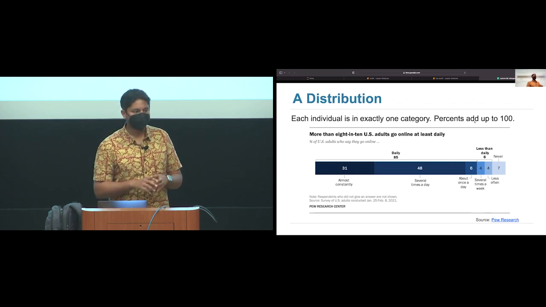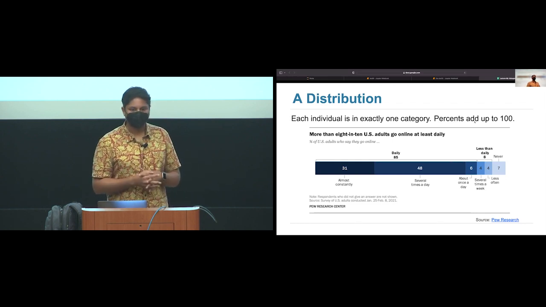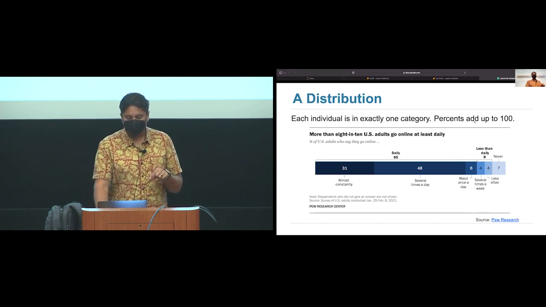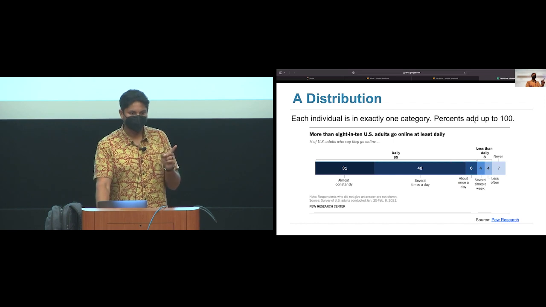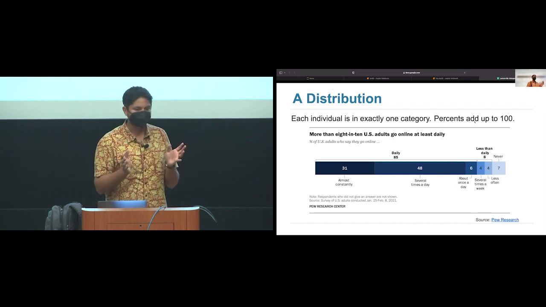So you kind of need to have 100% of anything happening. And that's also going to be really important in a distribution. Again, each individual gets mapped to only one category. So if you're a respondent, you only answer one of these categories. You can't go into multiple or respond as multiple options.